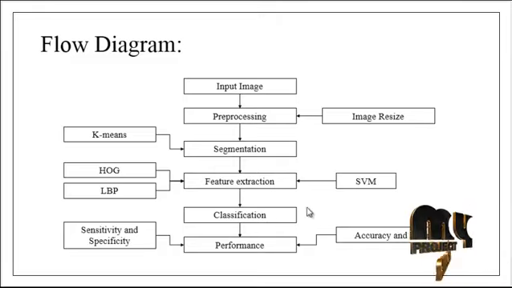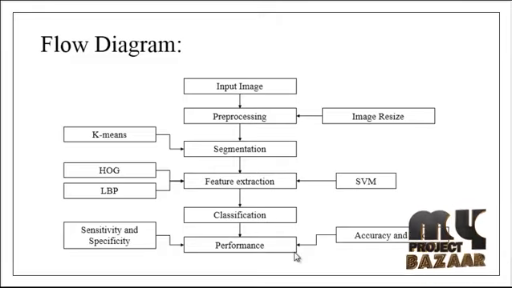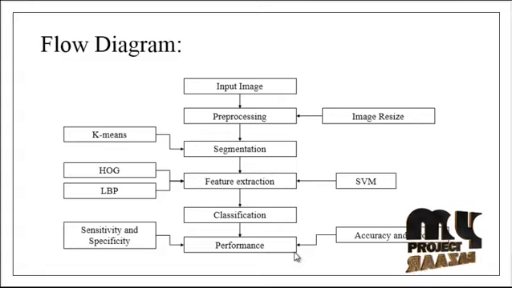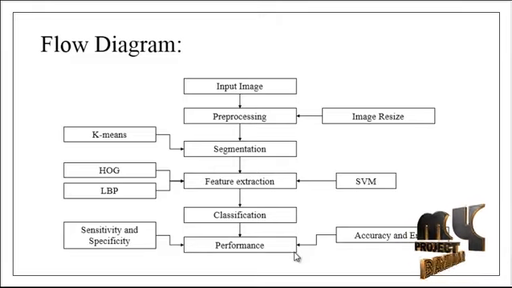After all the classification, we move on to the final stage of the project, the performance estimation. In this performance estimation, we have to find the accuracy, sensitivity, specificity, and finally the error rate. So we have to find these four parameters. By using these four parameters, we can justify whether our process is efficient or not.